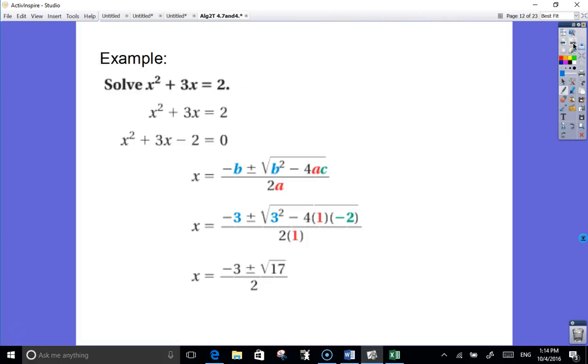So here's an example. This is cut out of the book. Notice that it didn't have a 0 on one side, so the first step was subtract 2 from both sides. Then, based on that, it looks like the a is 1, the b is 3, and the c is -2. Notice how they've just plugged into each one of those positions for a, b, and c.